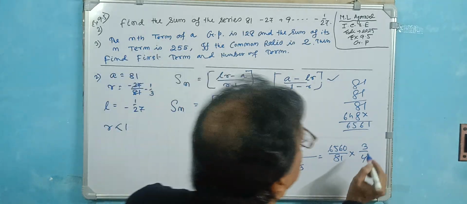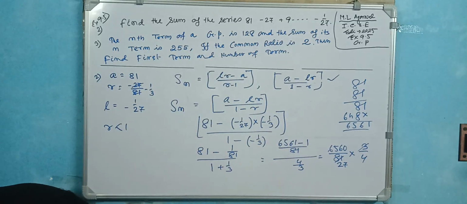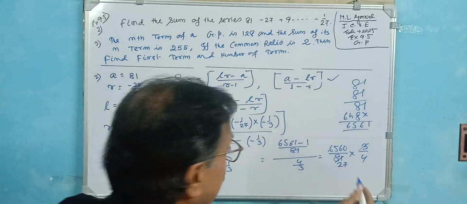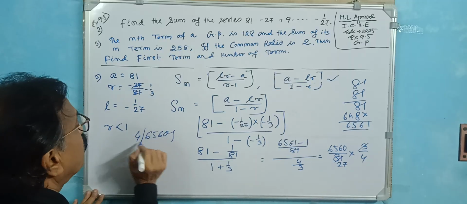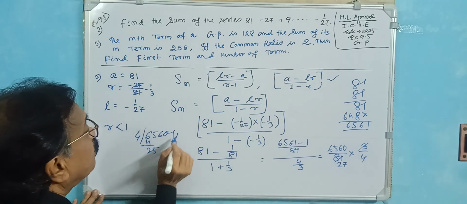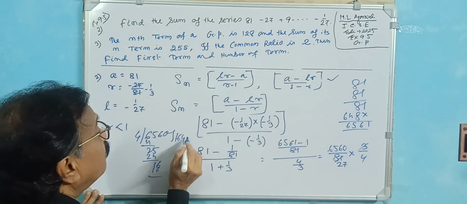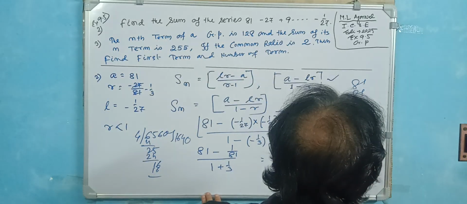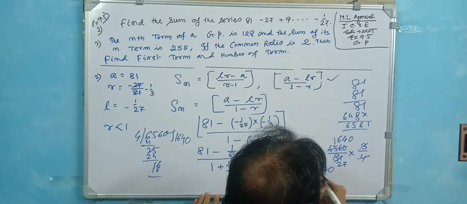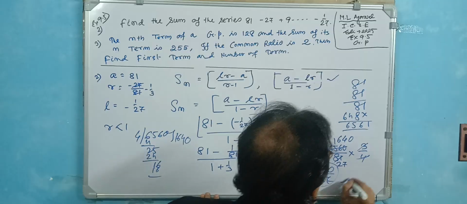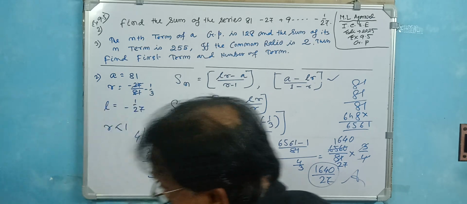Now 3 into 27 means 81 cancels to 27, and we divide 6560 by 4. 4 sixes are 24, and so on, which gives 1640. So the ultimate answer is 1640 by 27. This is the answer.